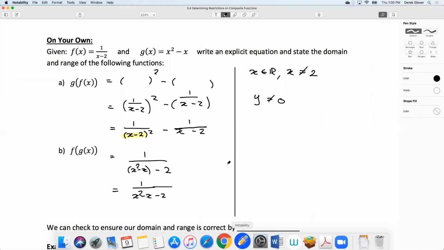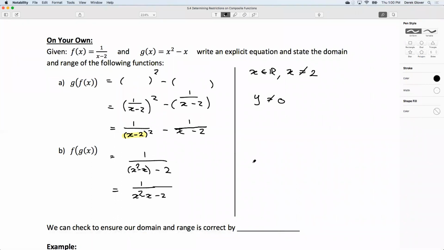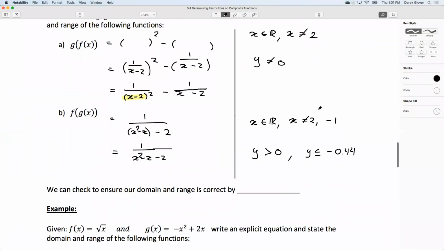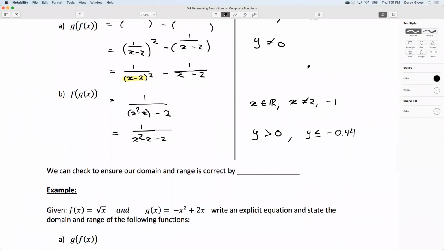So if we go back, our domain is that x is all real numbers, except x cannot equal 2, and x can also not equal negative 1. As far as y goes, y is going to get split up. So y can either be strictly greater than 0, but it can't equal 0, or y will be less than or equal to negative 0.44. We can ensure our domain and range is correct by graphing.